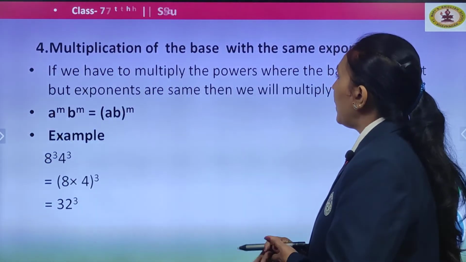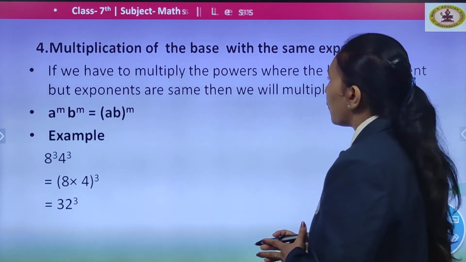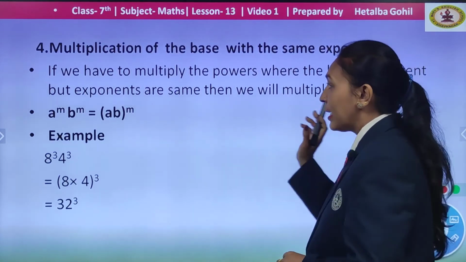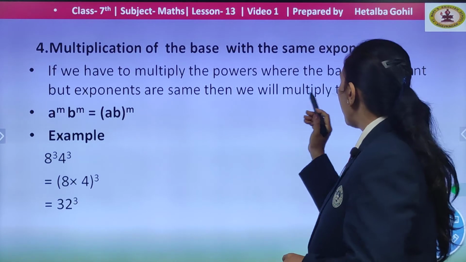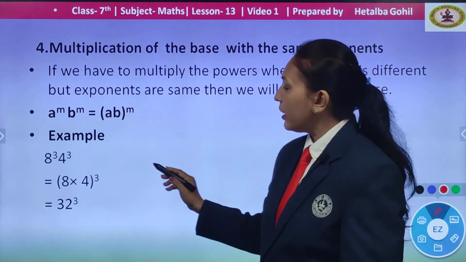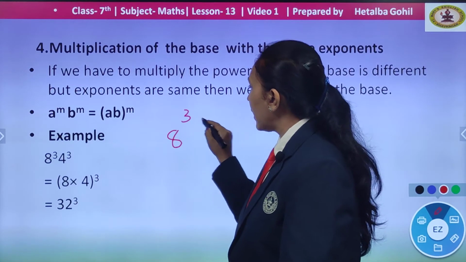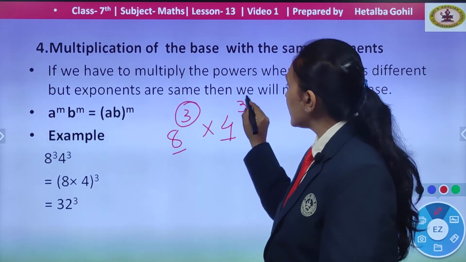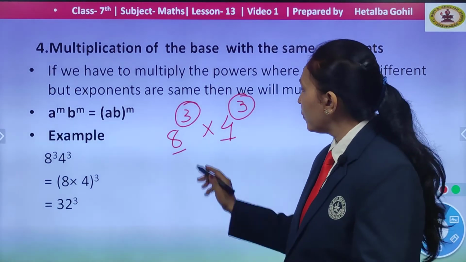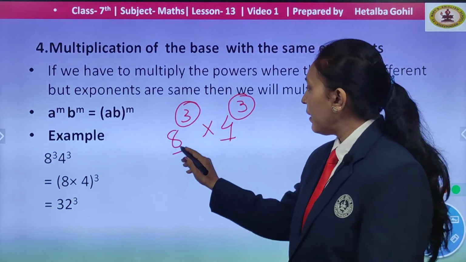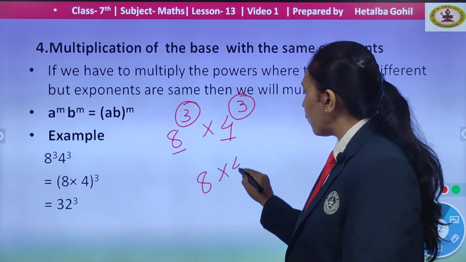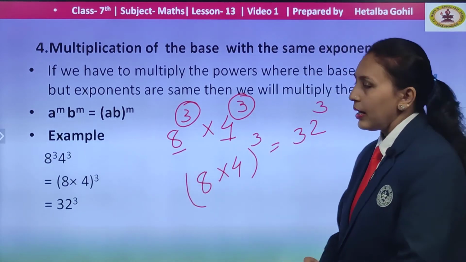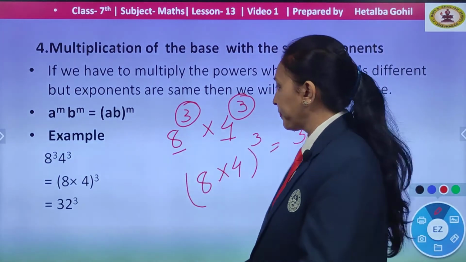Now next, multiplication of bases with the same exponents. If we have to multiply powers where the base is different but the exponents are the same, then we multiply the bases. Now something reverse. Here in this case, children, you can see 8 raised to 3 into 4 raised to 3. Here the bases are different but the powers are the same. Now in this condition, what do we do? We can multiply the bases, that is 8 into 4, raised to 3. We get here 32 raised to 3 as our exponential form.